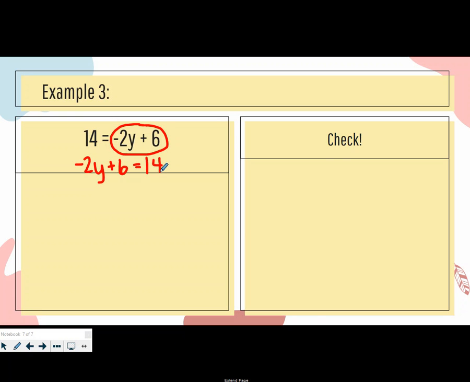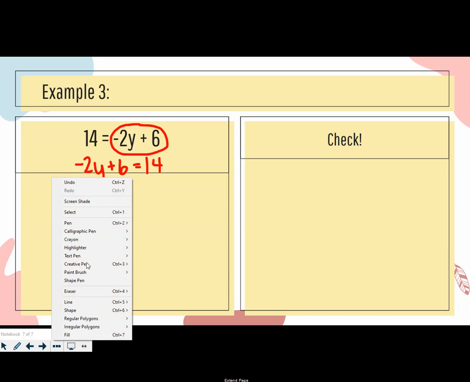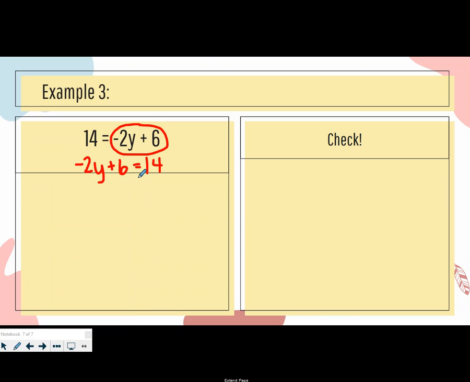It's still the same equation. I just have the y on the left side now. Sometimes it makes things a little bit easier for me. I'm going to draw my line and I'm going to box my negative 2y, because I'm not going to do anything with negative 2 and y until I get rid of the other stuff on the side. So ask yourself, how am I going to get rid of a plus 6?